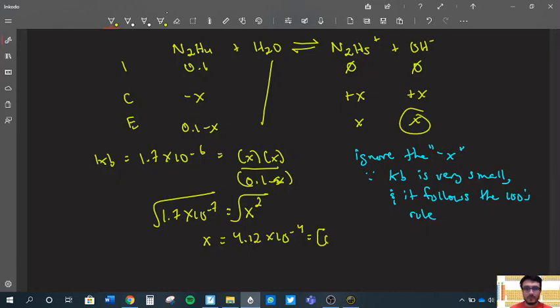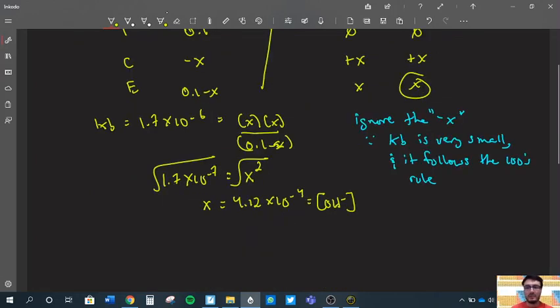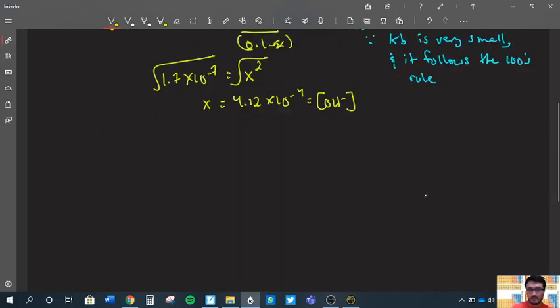Okay, so that's equal to, according to the ice table, hydroxide. Good, so now we have the concentration of hydroxide, and look, we're being asked for pH. We're getting really close to finishing this question. Okay, scroll down. Okay, so this is our hydroxide concentration.